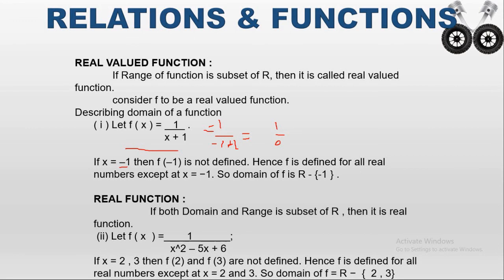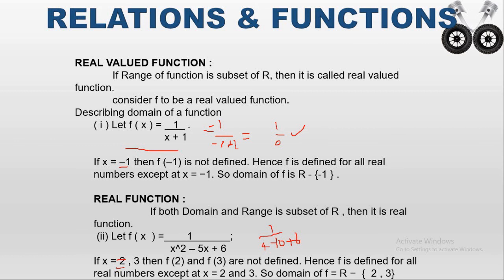Consider an example: f of x equals 1 divided by x square minus 5x plus 6. First I put the value 2. So 1 divided by 2 square minus 5 into 2 plus 6. 2 square becomes 4, minus 5 into 2 becomes 10, plus 6. So 6 plus 4 becomes 10, and 10 minus 10 is 0. So again it becomes 1 by 0, and 1 by 0 is not defined. So we do not take the value 2 as a real number.